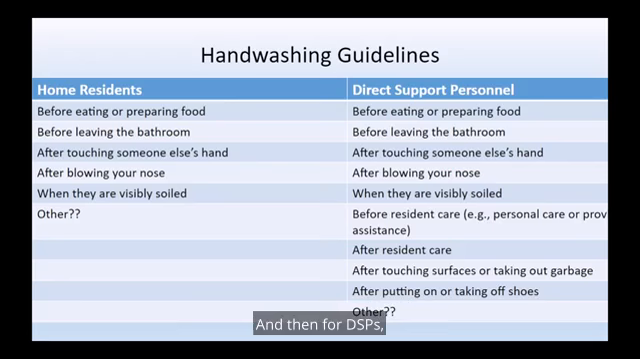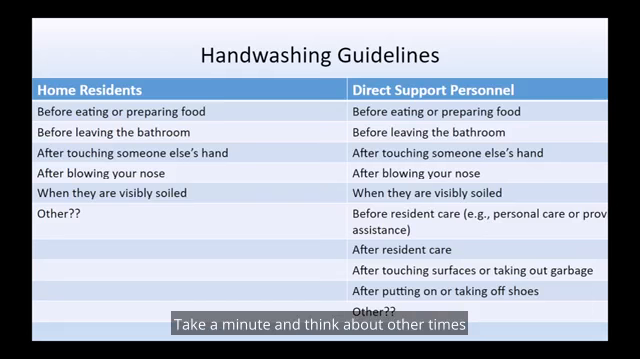And then for DSPs, we also want to think about washing our hands before and after we provide care to a resident, things like personal care or helping them with a task or an activity of daily living. If we touch something, if we take out the garbage, when we first enter the house or just before we leave the house, when we put on or take off shoes.